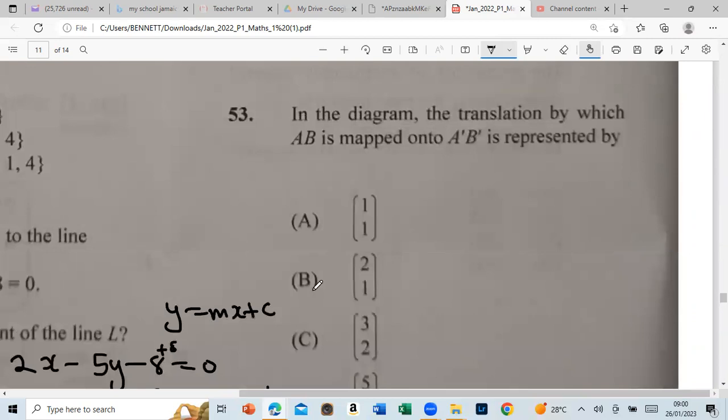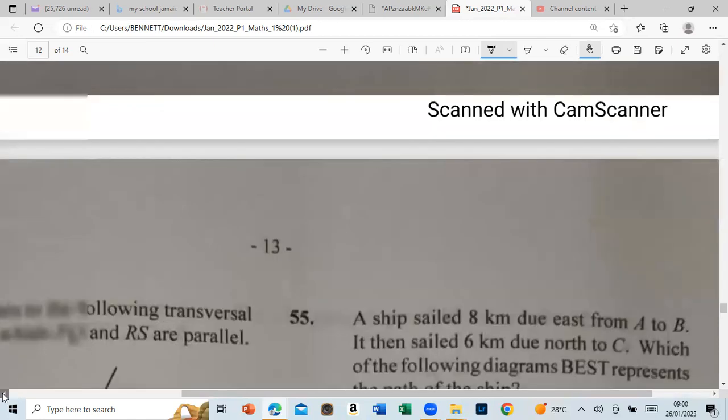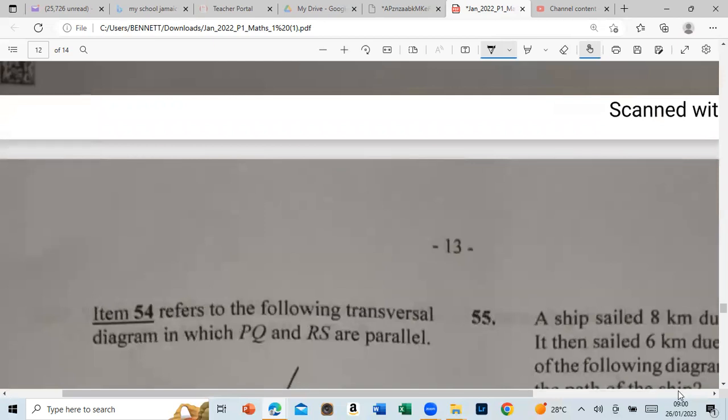So that's right. On to the next page now. It's taking a little bit of time to load. Guys, remember you are encouraged to try.